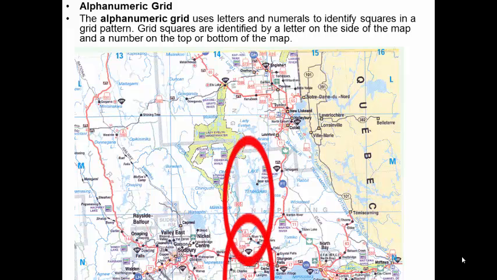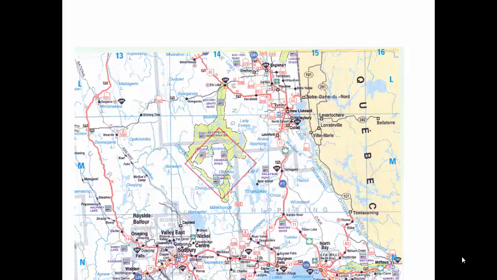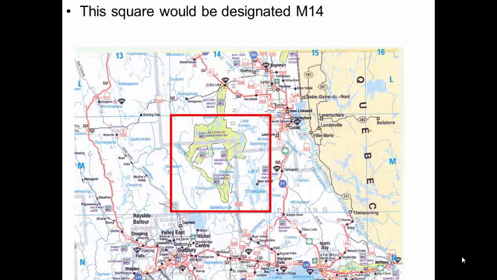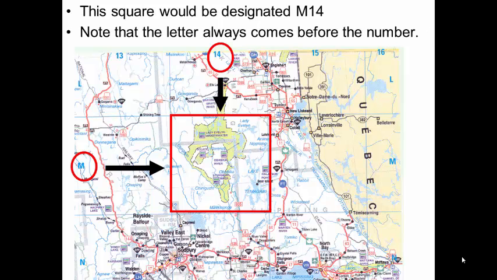Grid squares are identified by a letter on the side of the map and a number on the top or the bottom of the map. For example, if we were to take this square right here, this square is known as M14. You'll notice that the letter M is on the side and the 14 is above it. That's the number M14. Now, as stated, this is called the alphanumeric grid. Alpha standing for alphabet, numeric for number or numeral. Alpha comes first, numeral comes second. So, alphanumeric.